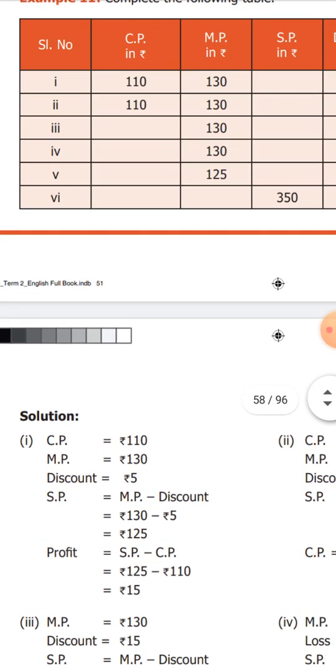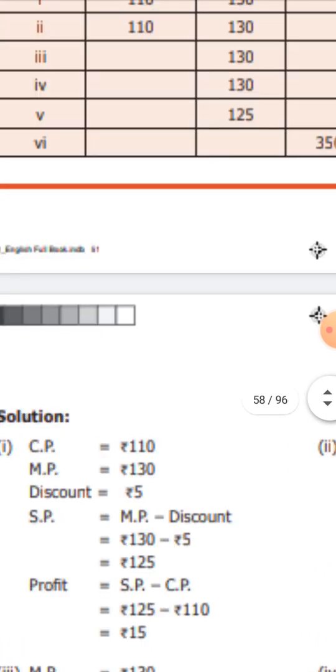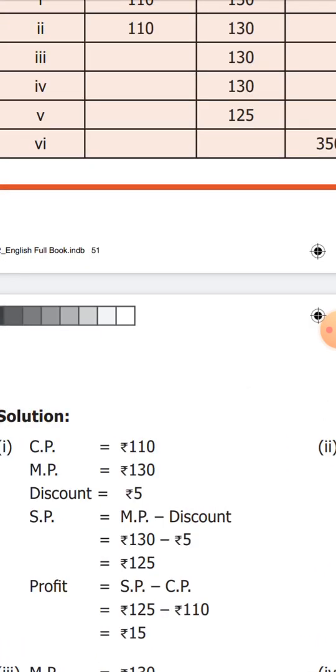The formula for selling price: marked price minus discount, you will get the SP value. So SP is equal to marked price minus discount. Substituting the values, marked price is 130, minus discount 5. 130 minus 5 gives 125, that is the SP.